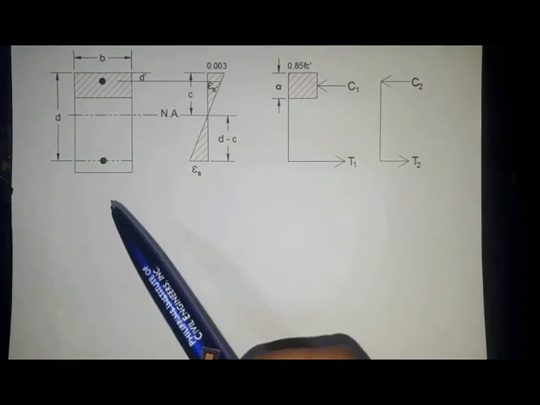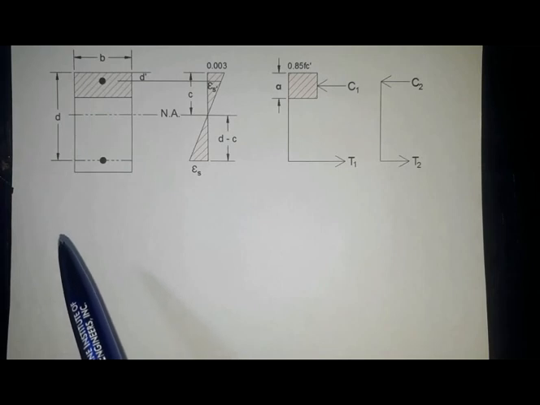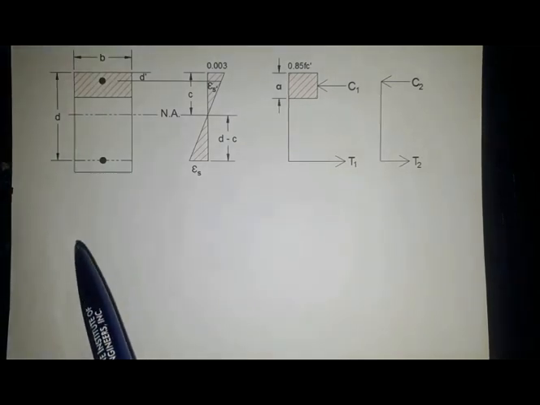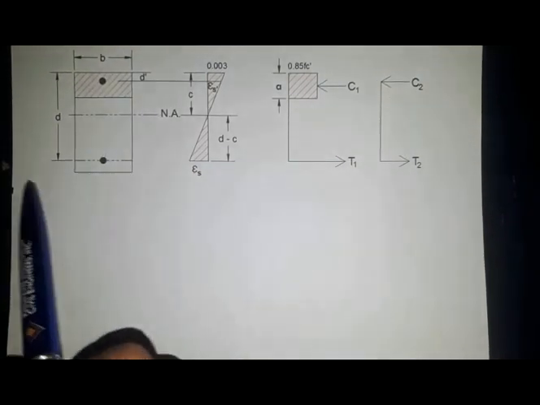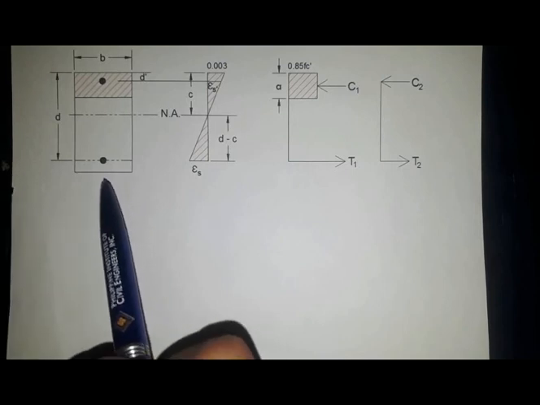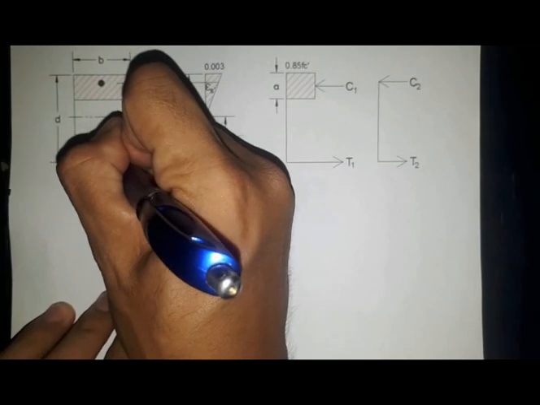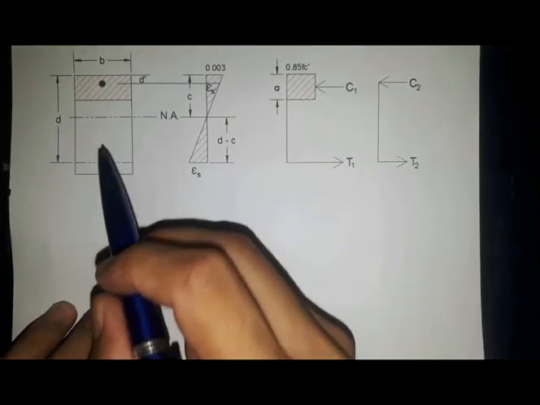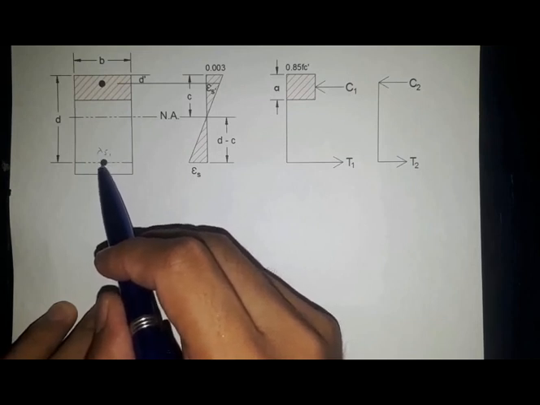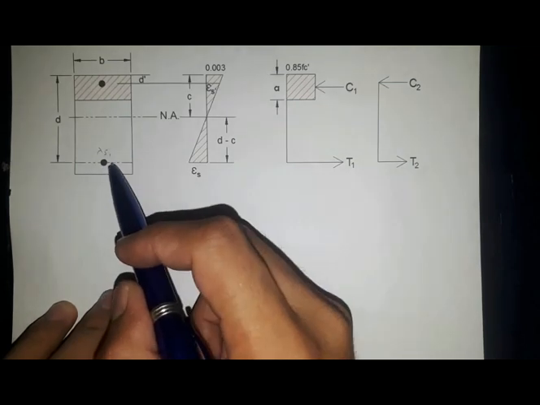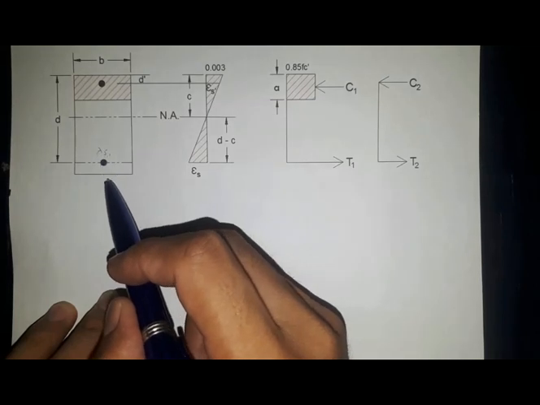So this is the typical cross-section ng isang doubly reinforced concrete beam. So, ito yung width ng beam, ito yung effective depth. So, this one, ito yung AS1. AS1, siya yung area nung steel sa tension side ng reinforcement natin. So, pwedeng AS1 or AS.